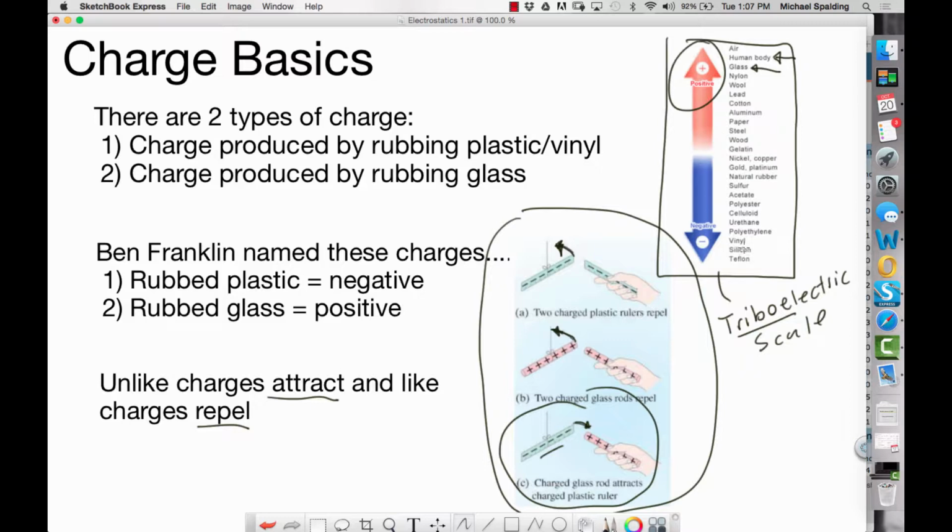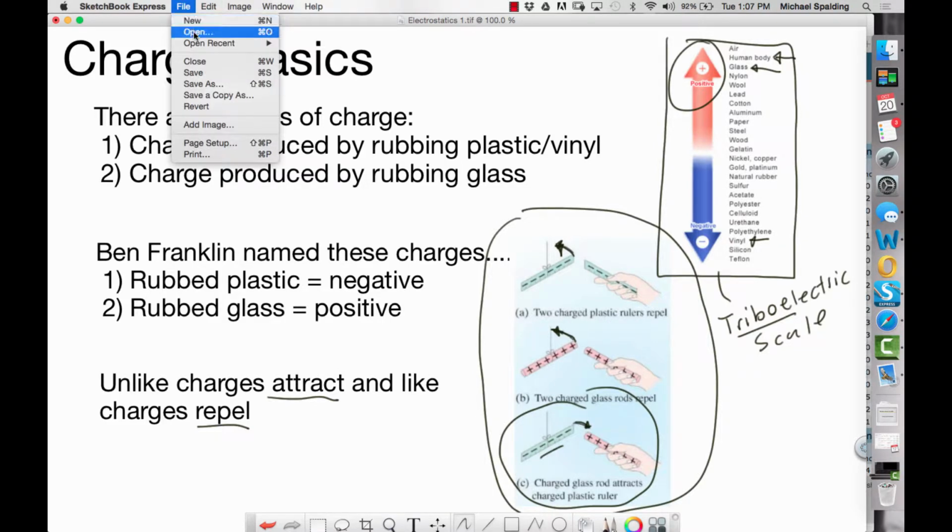Okay, positive. And down here you get your plastics, vinyl. What I have hanging over here, this is a piece of vinyl right there. Vinyl, when rubbed, is going to become negative. Typically speaking. Okay, that's the basics of charge. Now, getting a little more specific.